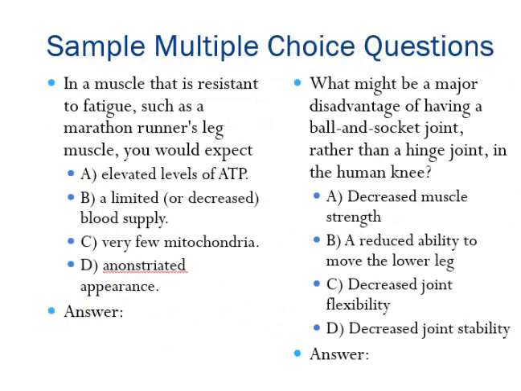Okay, let's take a look at a couple of multiple choice questions. Again, you can pause it and see if you know the answers.